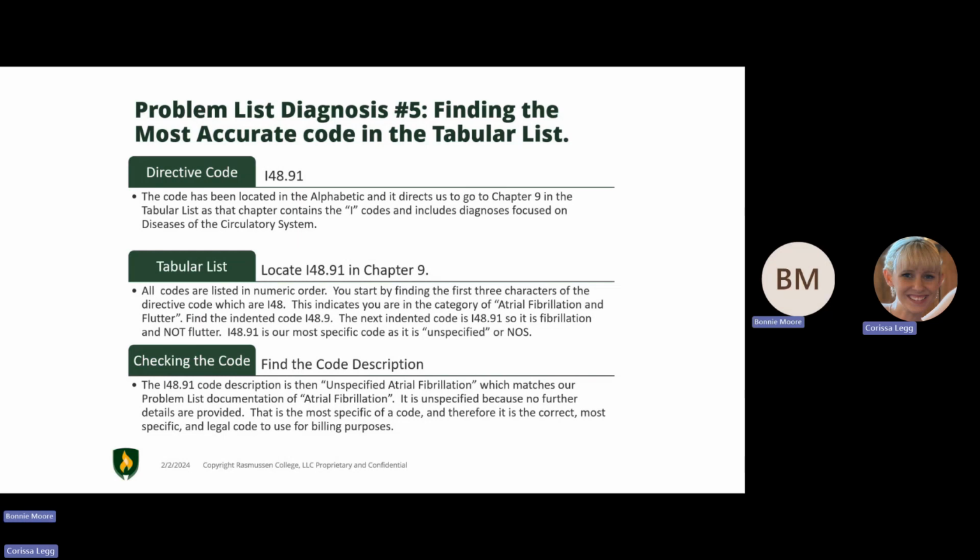So the code description, when we check it, is unspecified atrial fibrillation. That matches our documentation of atrial fib that has no further specification. So that is the most specific, correct, and legal code to use for billing.